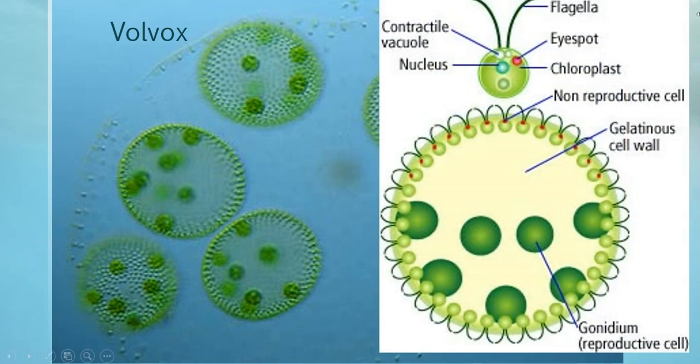Here's how they look. See, so the individual, like I told you, looks like this with the eyespot, the chloroplast, the nucleus, the little flagella here, a couple of them there. And when they live together in this colony, they call it a non-reproductive cell on here and a reproductive cell in here. So it's kind of a very specialized type of cell membrane made up of little non-reproductive cells. Pretty cool.